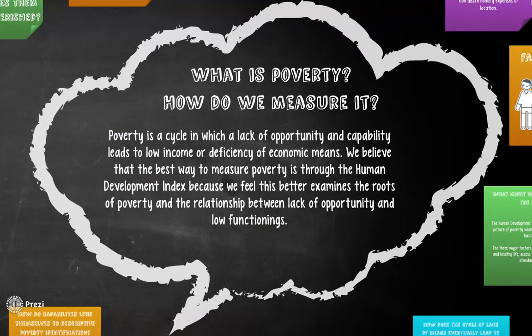...in which a lack of opportunity and capability leads to low income or deficiency of economic needs. In the United States today, we use an absolute threshold measure of poverty, called the Official Poverty Measure, or OPM, created in 1963 by Molly Orshansky. While the OPM worked in the 1960s, through research we have found that our system is out of date. Therefore, we believe that the best way to measure poverty is through the Human Development Index, because we feel this better examines the roots of poverty and the relationship between lack of opportunity and low functionings.